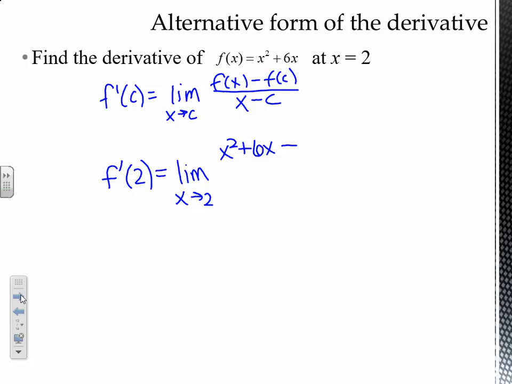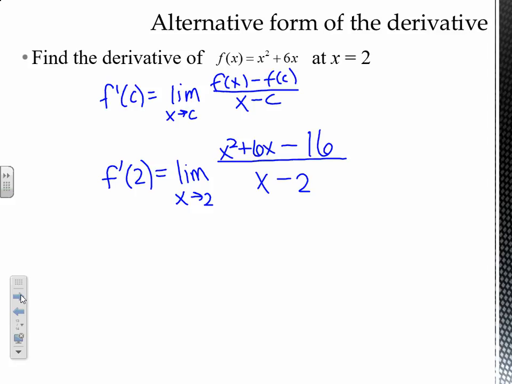What? 20? Really? You plugged in 4. Okay. So what do we decide? 16 over x minus 2.